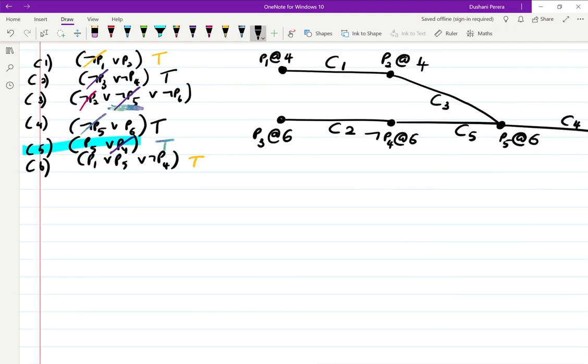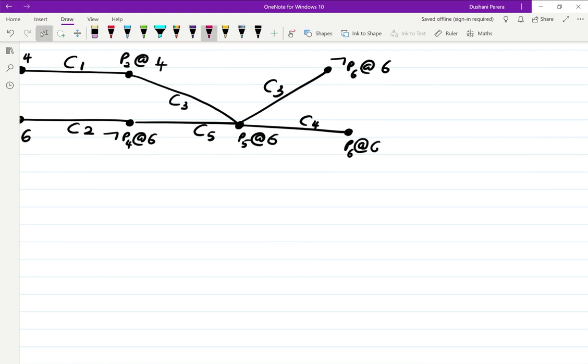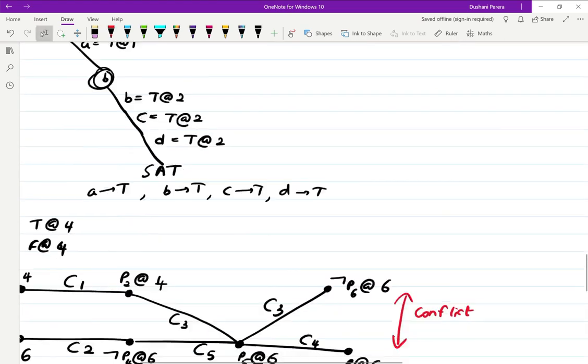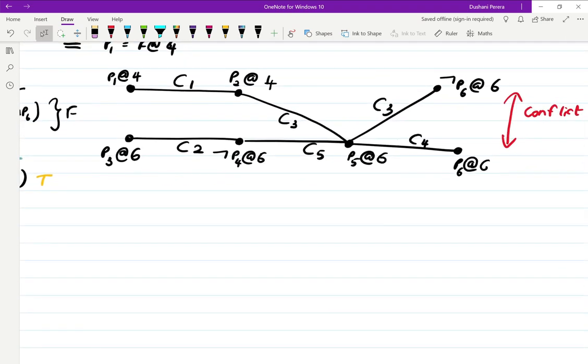This is true. But what happens is there's direct impact on C3. C3 will not be true. It will be false because C3 needs P6 to be false. Here, as you can see, we have a conflict between the two assignments for P6. So when there's a conflict, what do we do? As we usually do, we backtrack. We backtrack to the decision level which is above the place where we had the conflict.